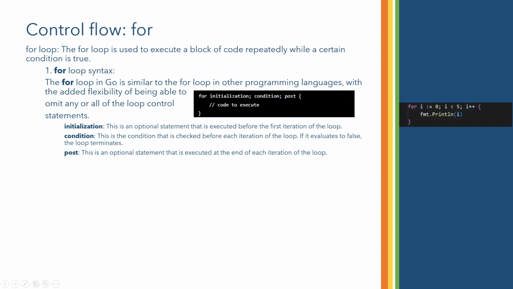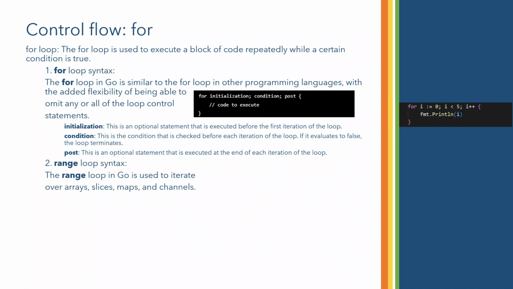For example, for i equal to 0, that is the initialization, and i less than 5, i plus plus. i less than 5 is the condition, i plus plus is the post operation. After the execution, it will increment the value of i by 1. In this case, it will print 0 to 4.